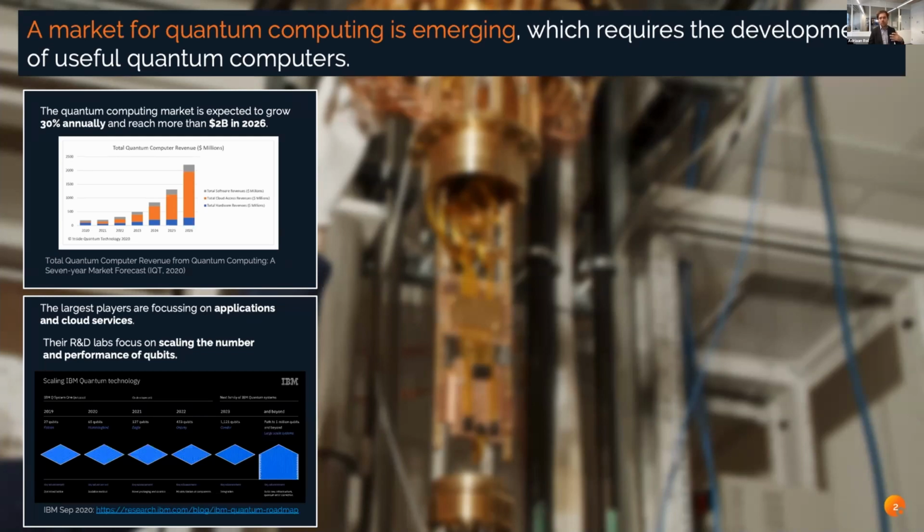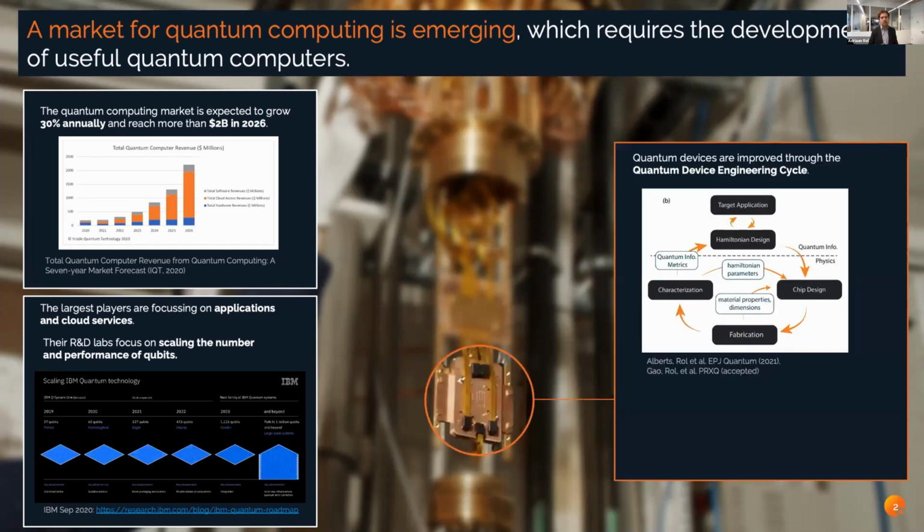But in order to provide this useful application, we need to scale both the number as well as the performance of the qubits. And this is typically done through what we like to call the quantum device engineering cycle. And funnily enough, the most challenging part, or the most expensive, time-consuming part, is actually the characterization. And a lot of academic solutions, as Simon said, are not really suitable to take that to the next level. And we need to develop a good software framework to work on that.